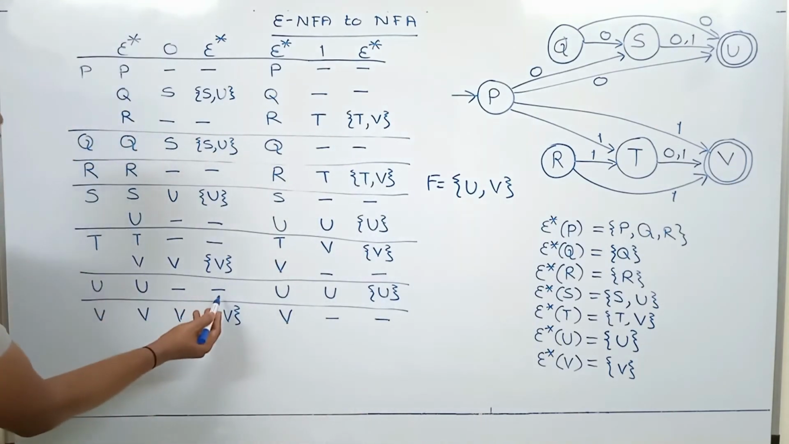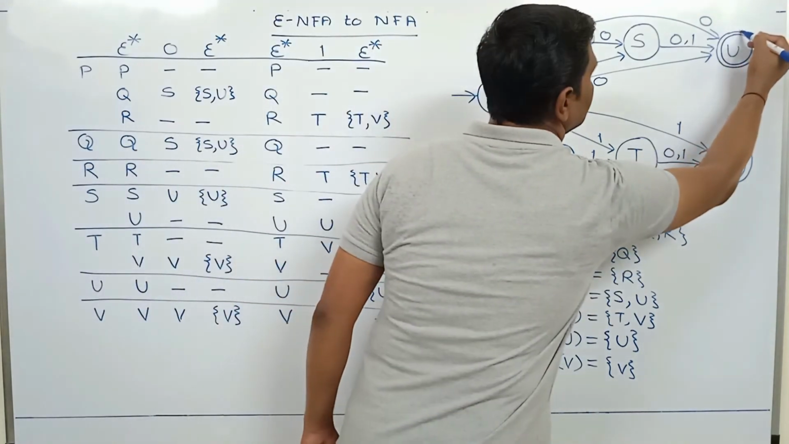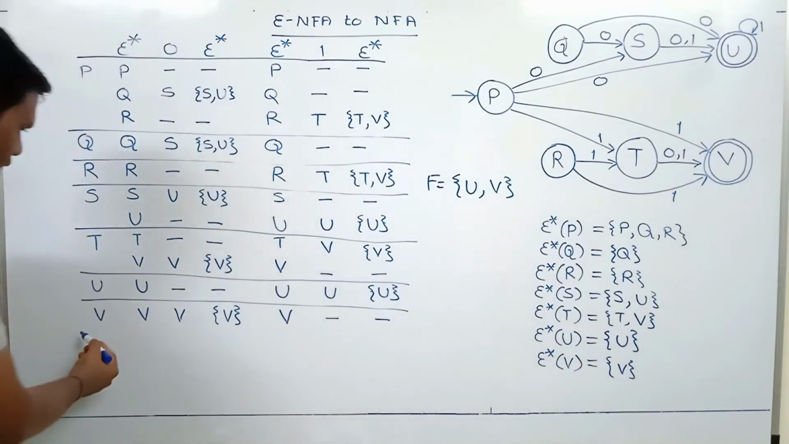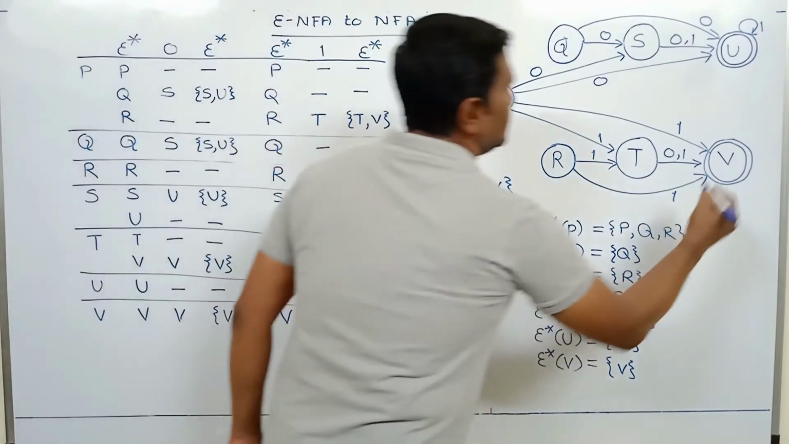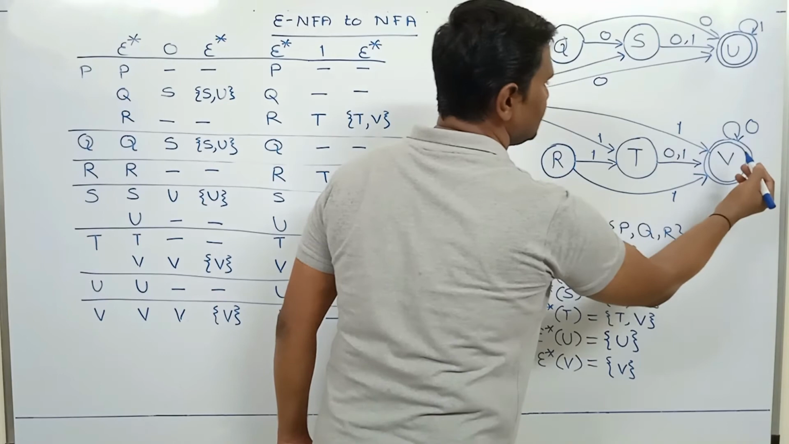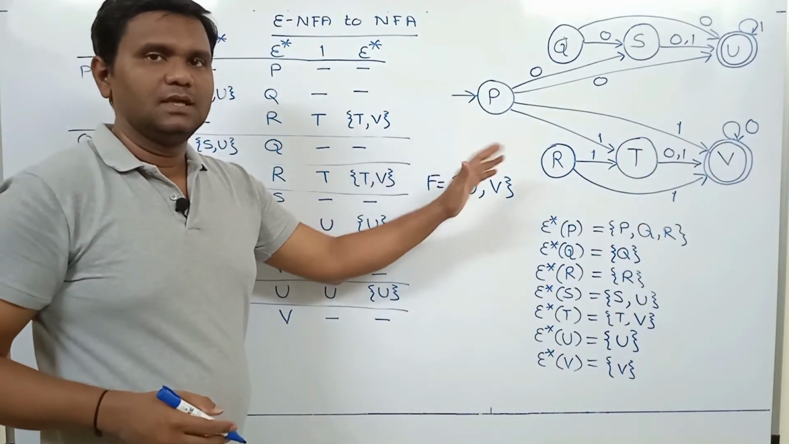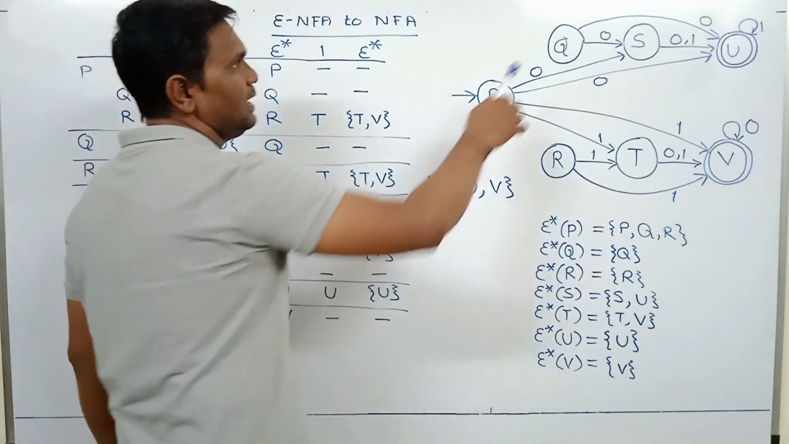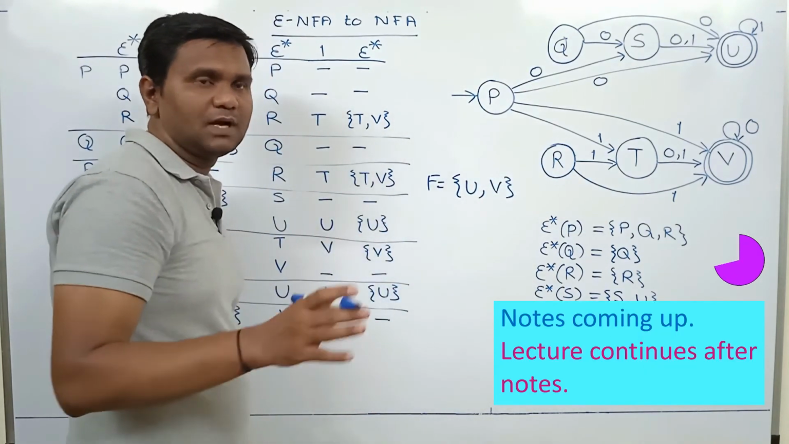U on 0, no transition. U on 1 goes to U. V on 0 goes to V. V on 1, no transition. There is no transition for 1. So this is the NFA, equivalent NFA without epsilon transitions. And if you have observed that state Q and state R, they are not reachable. We still have to mark final states.